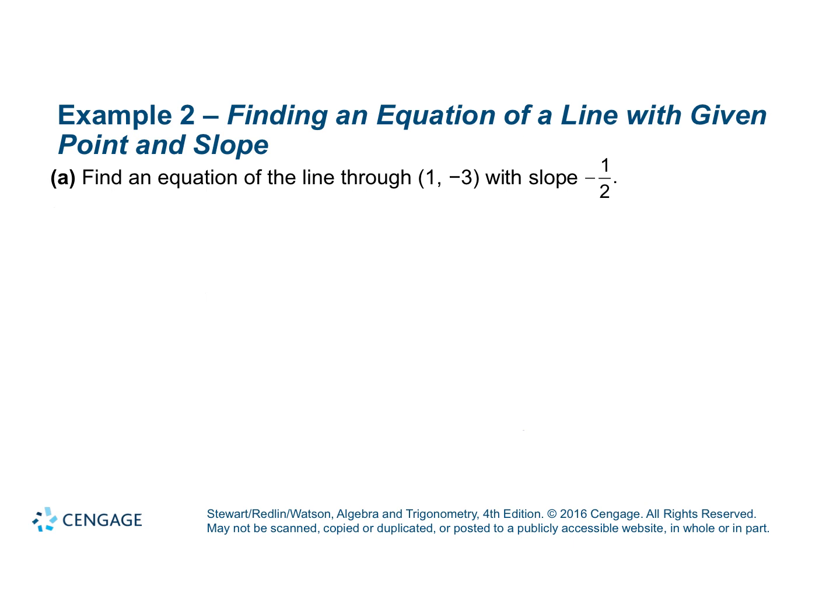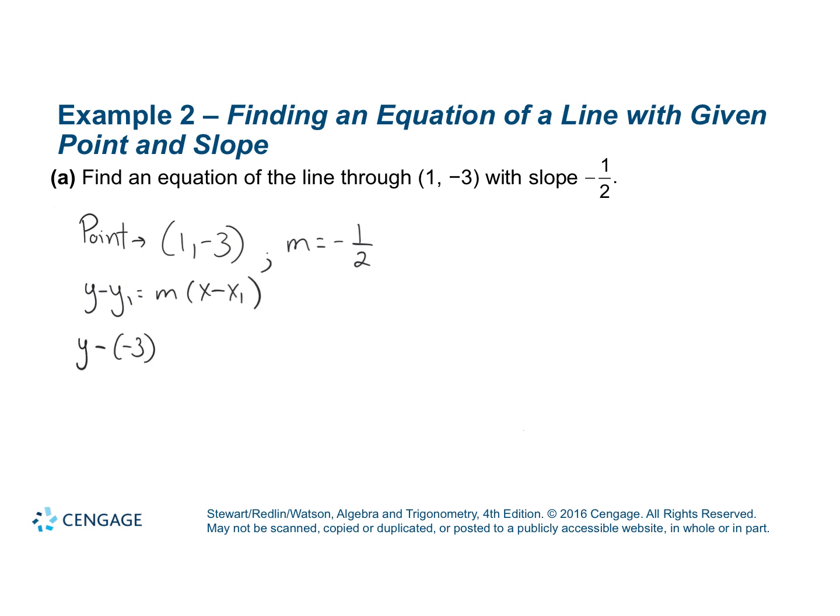Now, we have the point right here. So point 1 comma negative 3, and we have the slope of negative a half. So we're going to plug it into the equation y minus y1 equals m times x minus x1. So we're going to get y minus negative 3 equals negative a half times x minus 1.